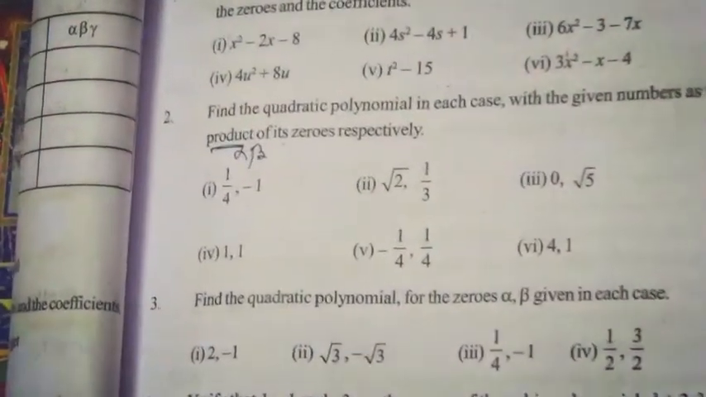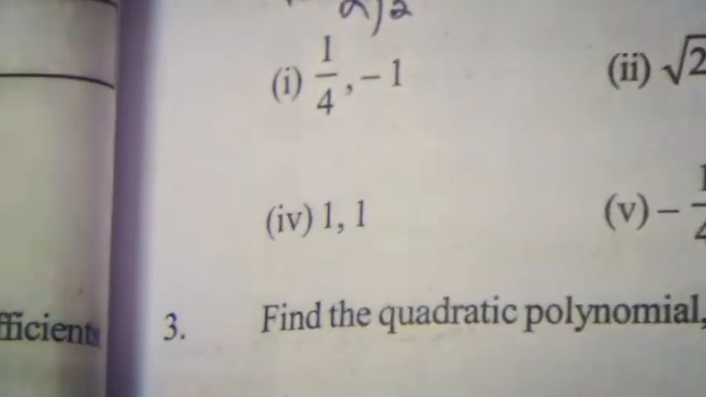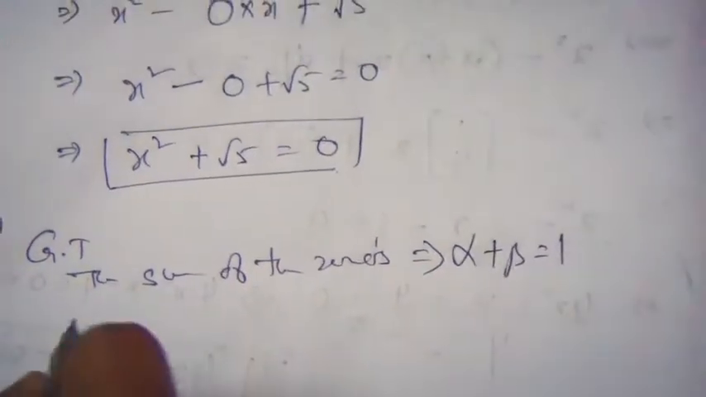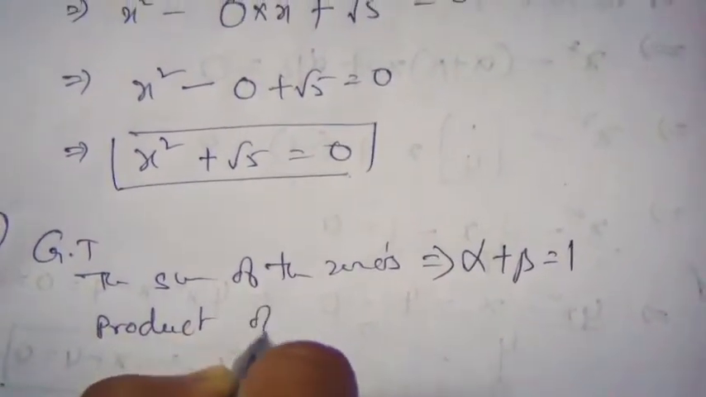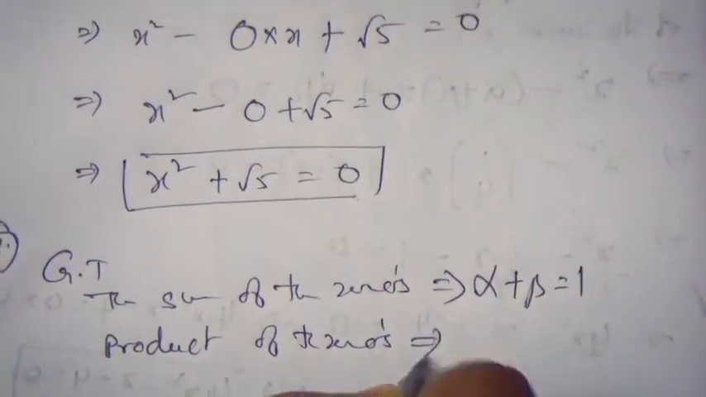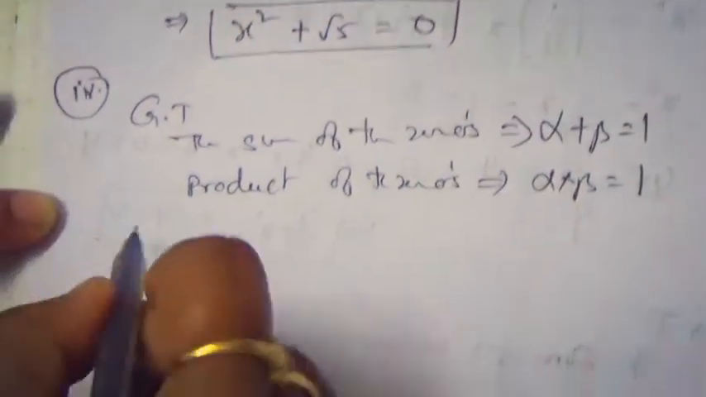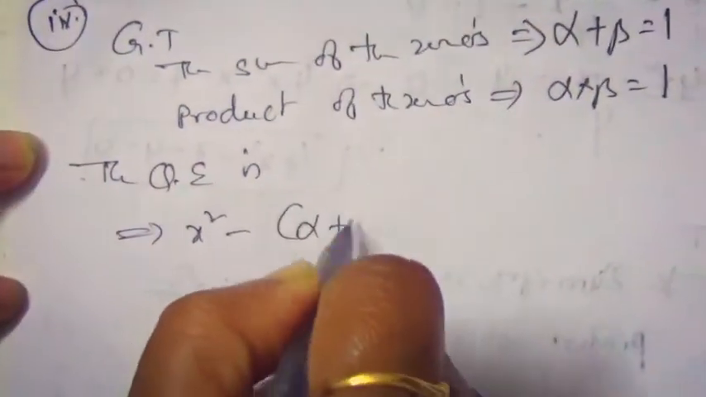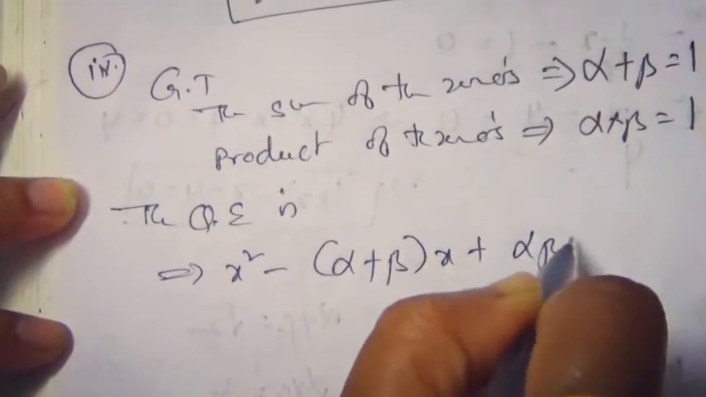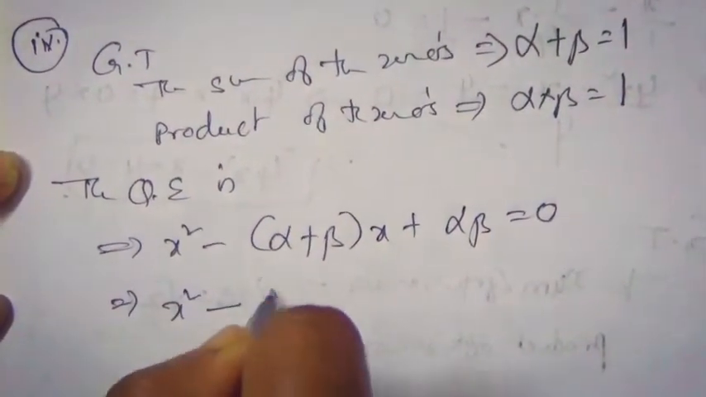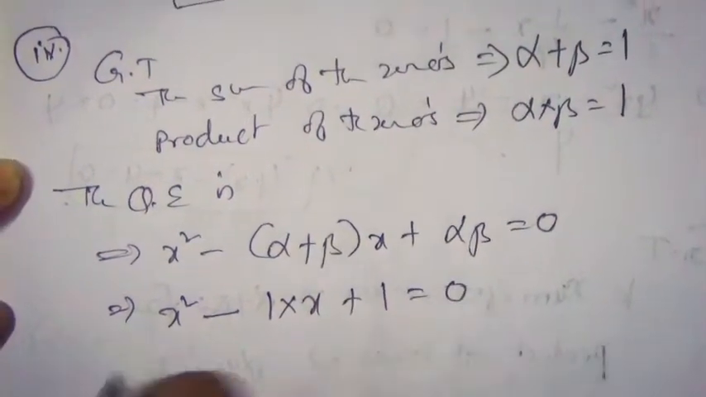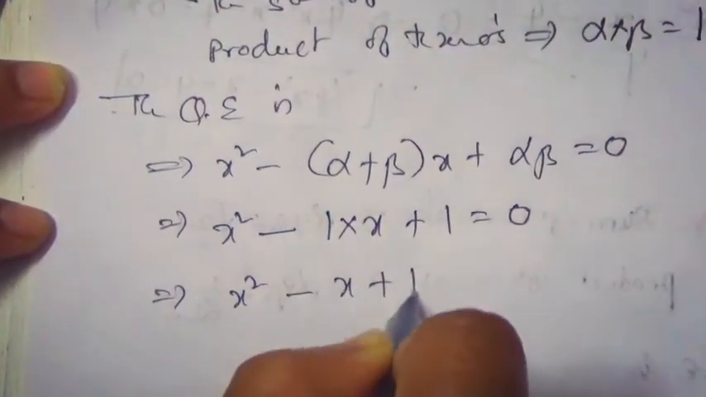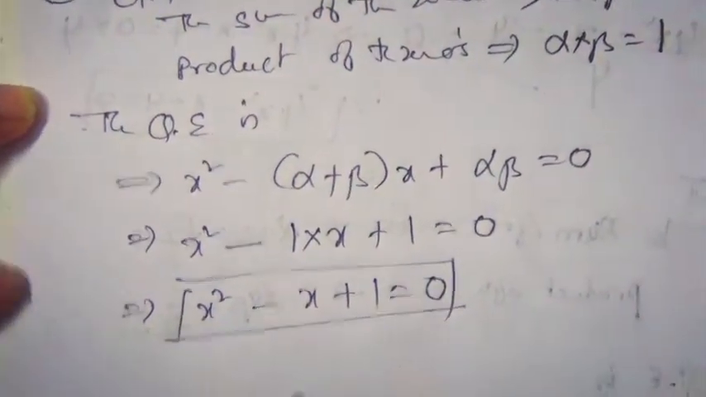Fourth one. Given that the sum of the zeros, alpha plus beta is equal to 1. Product of the zeros is also equal to 1. So the quadratic equation is x square minus alpha plus beta into x plus alpha beta is equal to 0. That implies x square minus 1 into x plus 1 is equal to 0. That implies x square minus x plus 1 is equal to 0. It is the final quadratic equation.